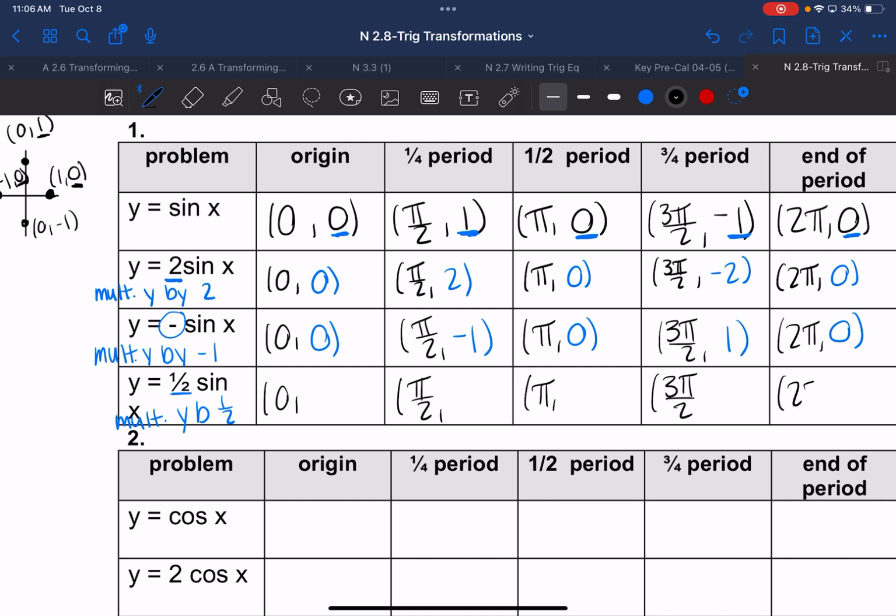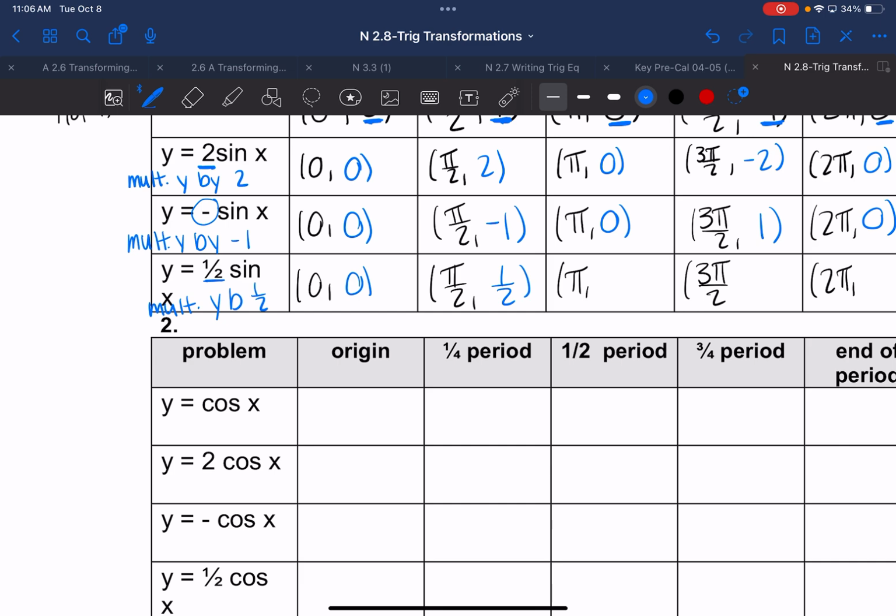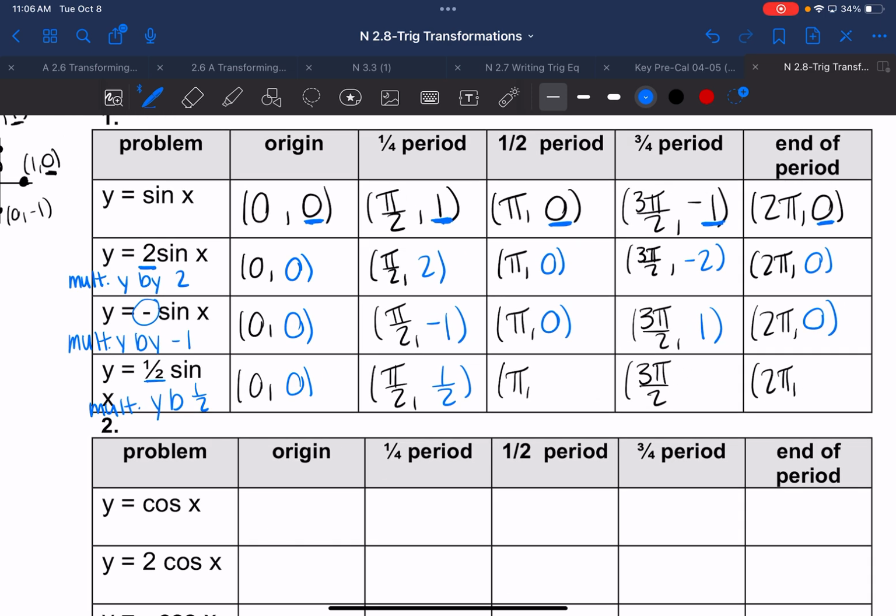I'm just going to go back and multiply all of my original y values by 1/2. So the original y value for that first one was 0. What's 0 times 1/2? 0. The original y value on the next one was 1. What's 1 times 1/2? 1/2. On the next one, the original y value was 0, so it would stay 0. The next one originally was negative 1. What's negative 1 times 1/2? Negative 1/2. Good. And then that last one's going to stay 0.